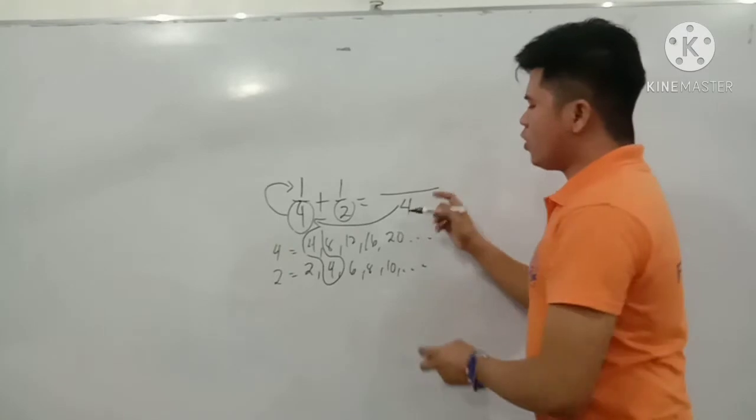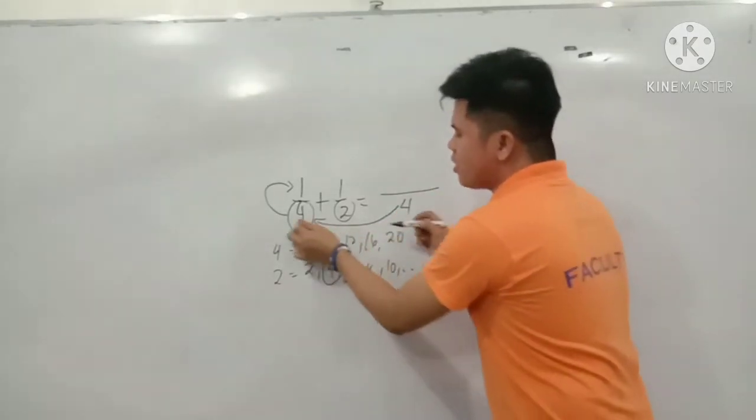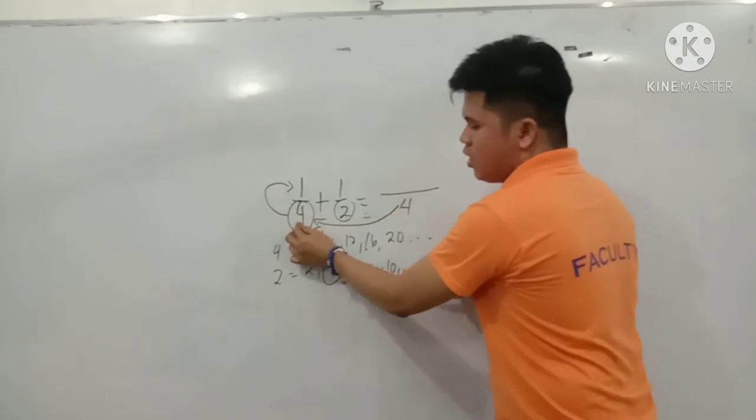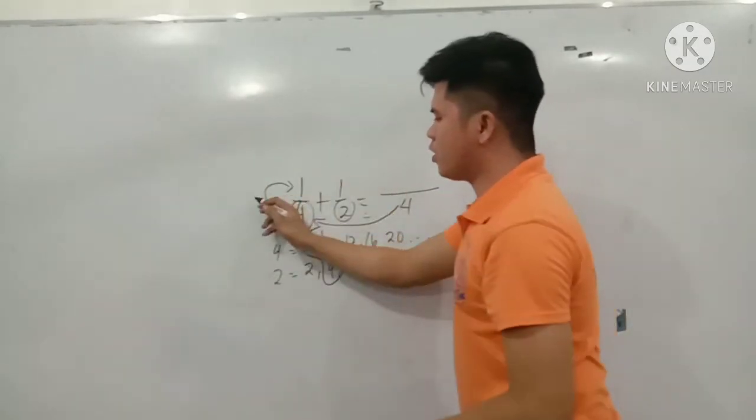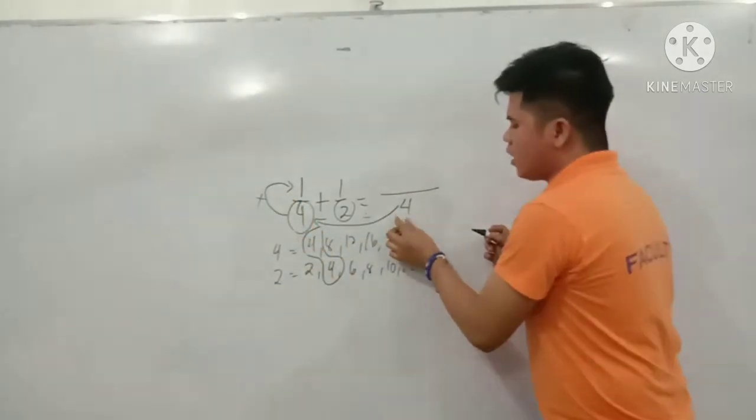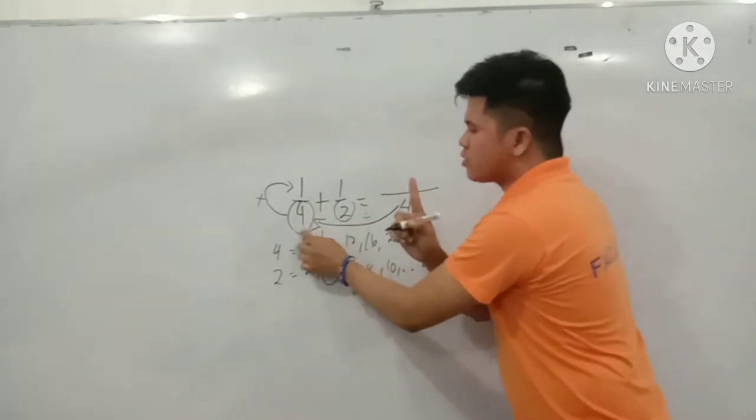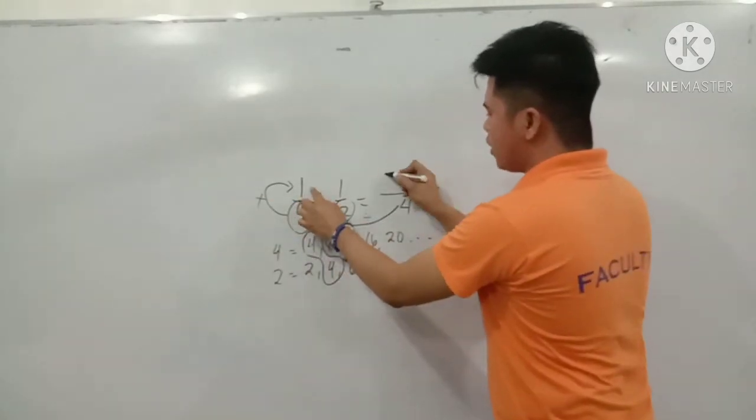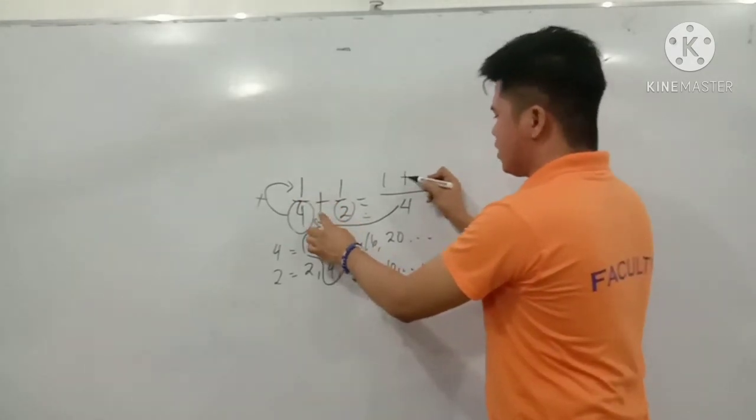Again, we divide the LCD by the denominator. We have here division, and then the quotient, we multiply it to the numerator. That's why we have here times. So, we have here now, 4 divided by 4 is 1, times 1 is simply 1. Then copy the operation. We have here plus.